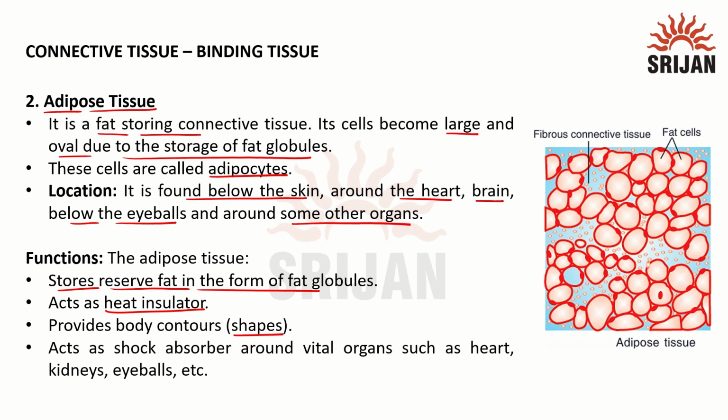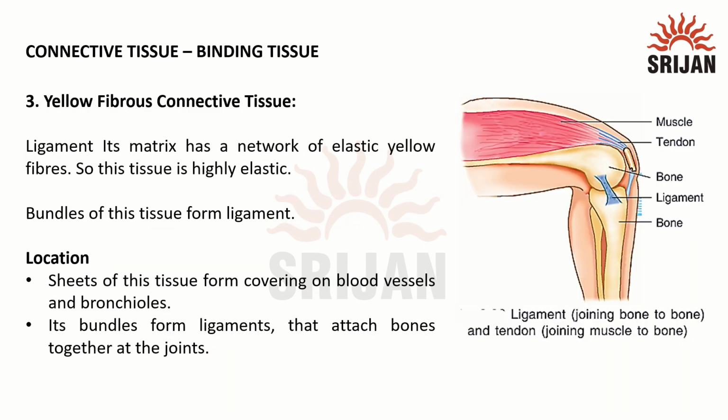It provides shape to the body contour and also acts as a shock absorber around the vital organs such as heart, brain, kidney, eyeballs, and so on. The next tissue is the yellow fibrous connective tissue. This is the ligament, and its matrix mainly contains the elastic fibers or yellow fibers, and it keeps the joints more flexible. Here we can see between two bones we have the ligament.